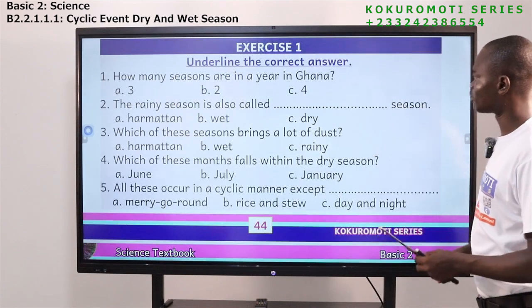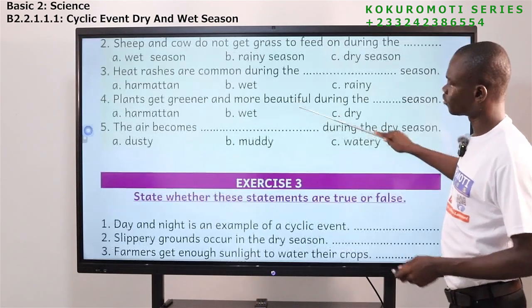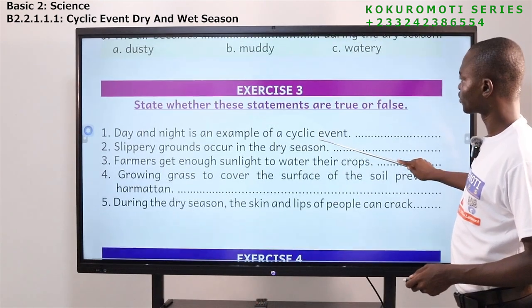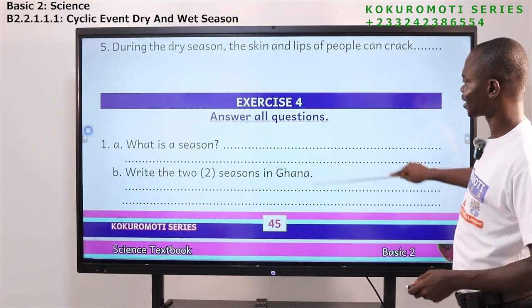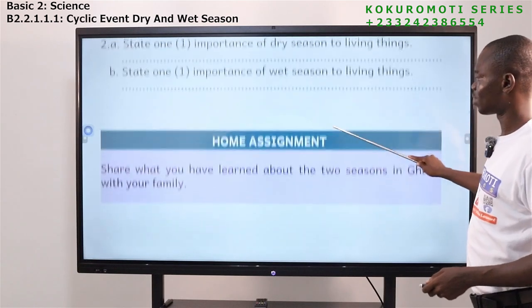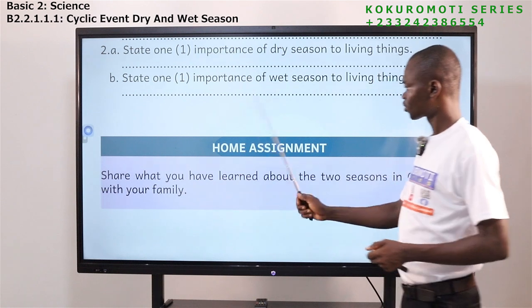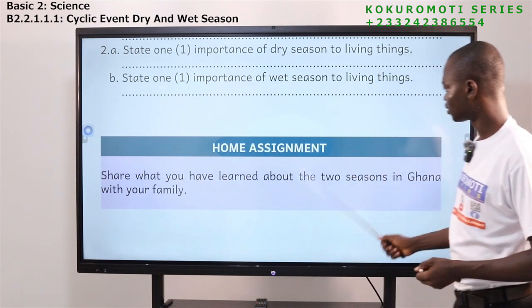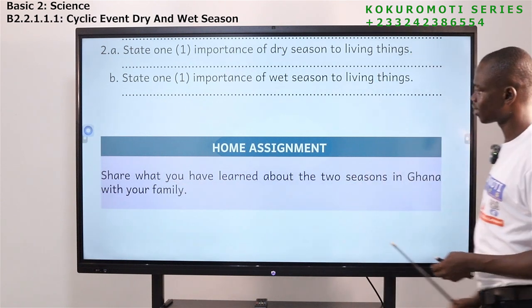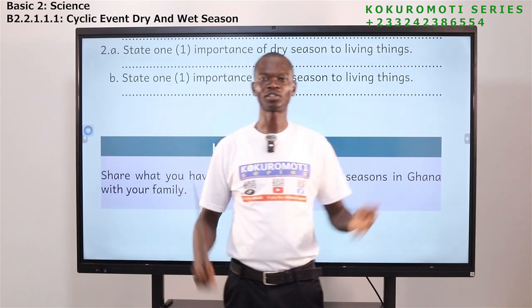Now, I have exercises here for you. We have exercise 1, 5 questions. Exercise 2, 5 questions. Exercise 3, this is true or false, 5 questions. Exercise 4, exercise 5. Then home assignment. So let's read the home assignment. Share what you have learned about the 2 seasons in Ghana with your family. So you are going to share all the things that you have learned with your family.